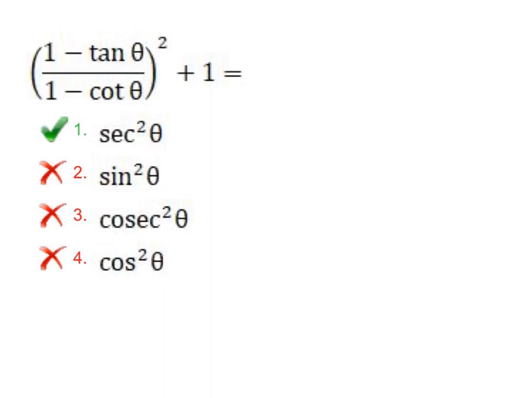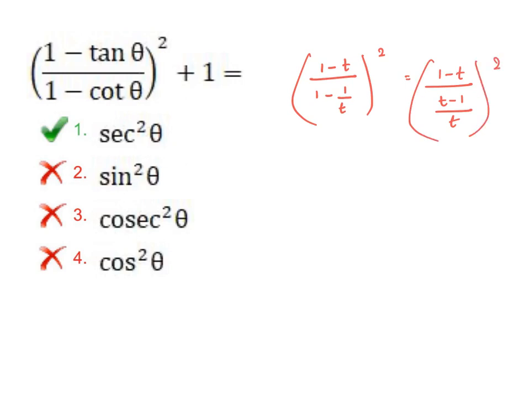This question: 1 minus tan theta by 1 minus cot theta whole square. 1 minus tan theta by 1 minus cot theta, you can write it as 1 by tan whole square. This becomes 1 minus tan by tan minus 1 by tan theta whole square. This becomes minus 1. So if tan goes up, minus tan theta whole square, that is tan square theta, plus 1. Tan square theta plus 1 is secant square theta. So answer is secant square theta.